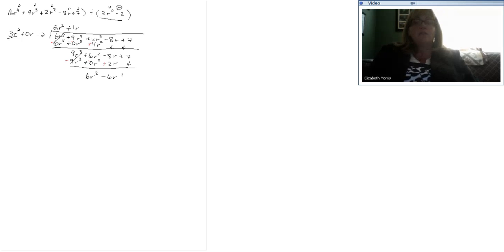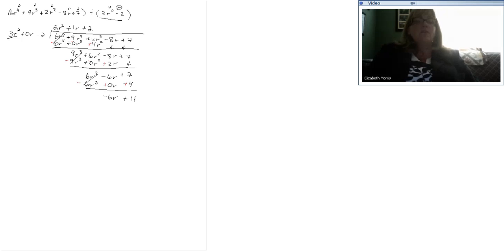And bring down the 7. Let me start all over. What would I multiply 3r squared by to get 6r squared? 2. 2 times 3r squared is 6r squared. 2 times 0r is 0r. And 2 times negative 2 is negative 4. But we are subtracting, so we change the sign. Negative, positive, positive. Now we can combine. Those cancel out. Bring down the negative 6r and bring down the 11.